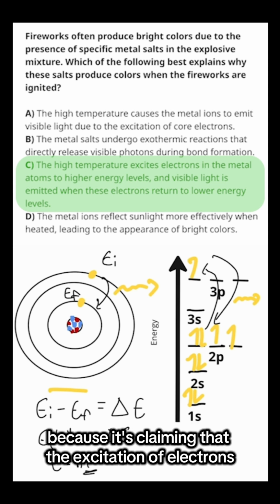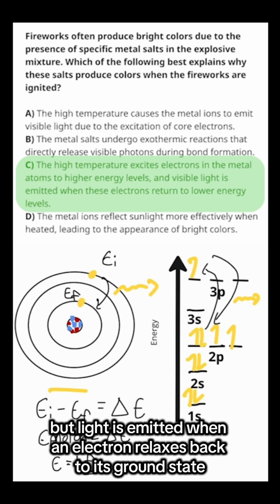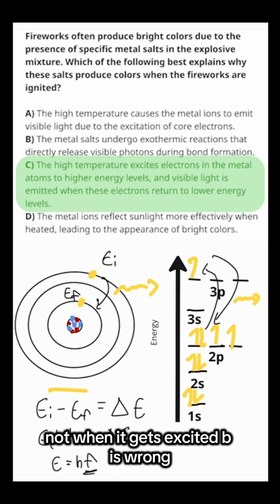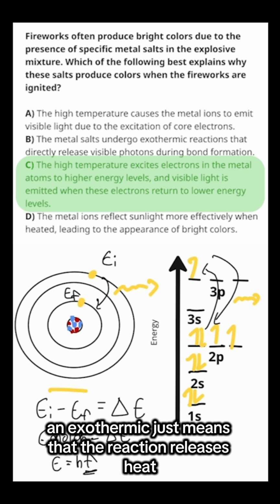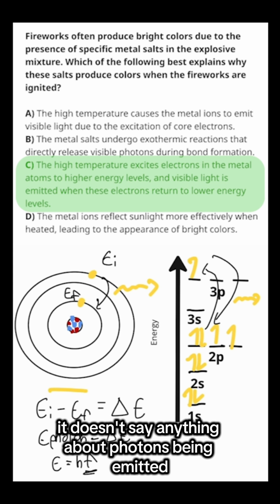A is wrong because it's claiming that the excitation of electrons is what causes light to be emitted, but light is emitted when an electron relaxes back to its ground state, not when it gets excited. B is wrong because it's claiming that an exothermic reaction is what creates the photons, and exothermic just means that the reaction releases heat. It doesn't say anything about photons being emitted.